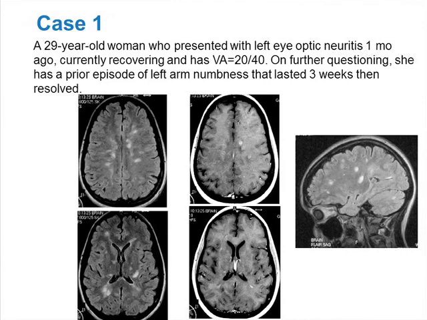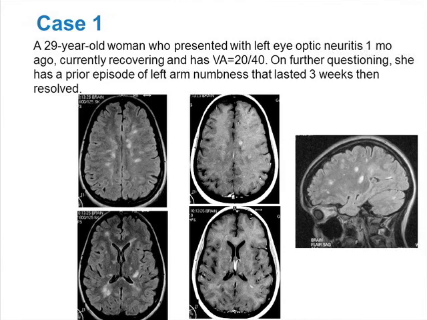Case 1 is a 29-year-old woman who presented with left eye optic neuritis 1 month ago, currently recovering, and when you see her in the office, she has a visual acuity of 20/40. On further questioning, she has a prior episode of left arm numbness that lasted 3 weeks and then resolved, so she never went to the doctor about it.